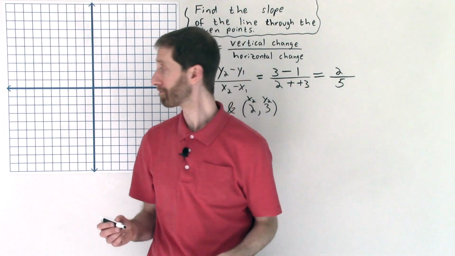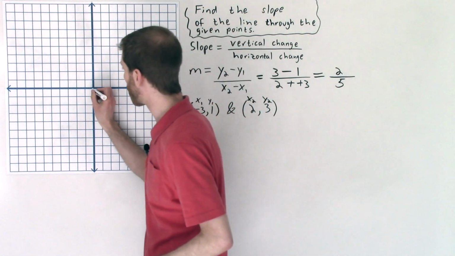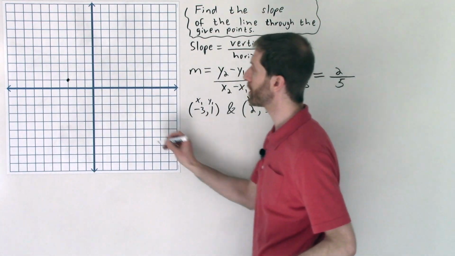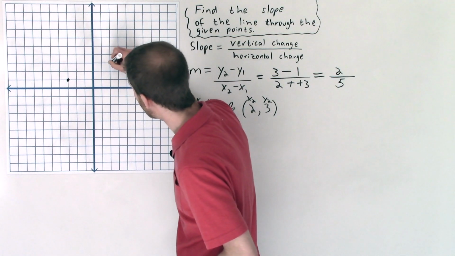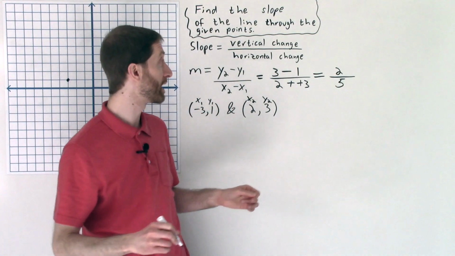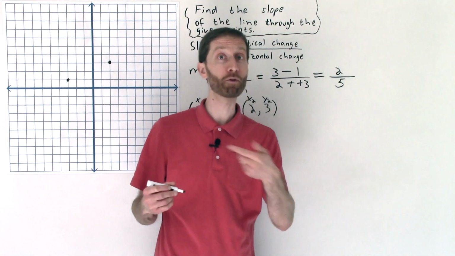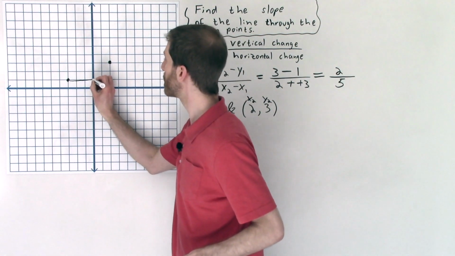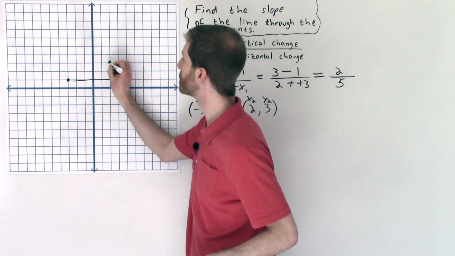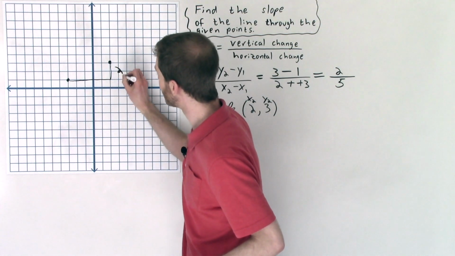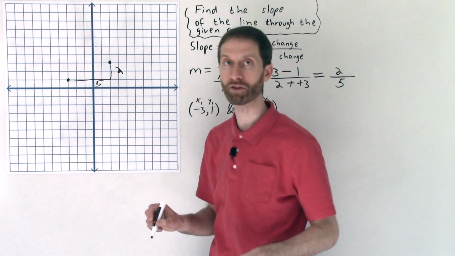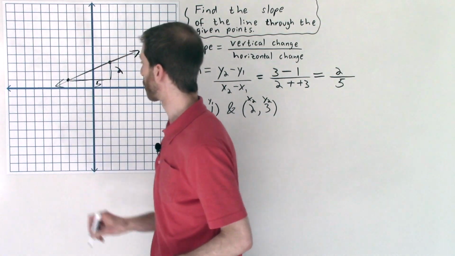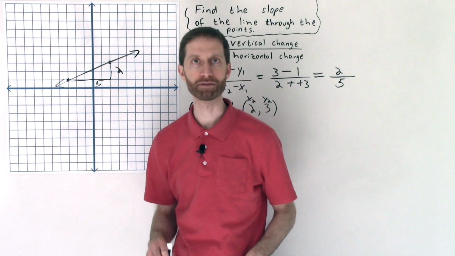Let's confirm that. So negative 3, 1 is a point here, and the other point, 2, 3, is a point here. Do we indeed rise 2 and run 5 to get from one point to the other? Well, we go over 1, 2, 3, 4, 5, and up 1, 2. Nice. So think of the slope almost as the movement of a line, and sure enough, whoop, you would get a line with rise of 2 and run of 5.